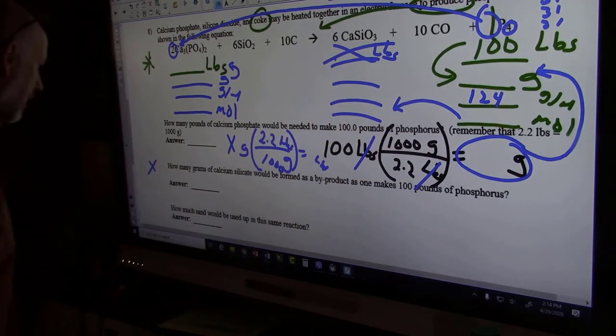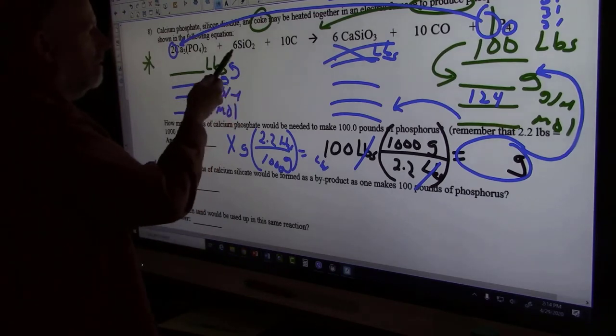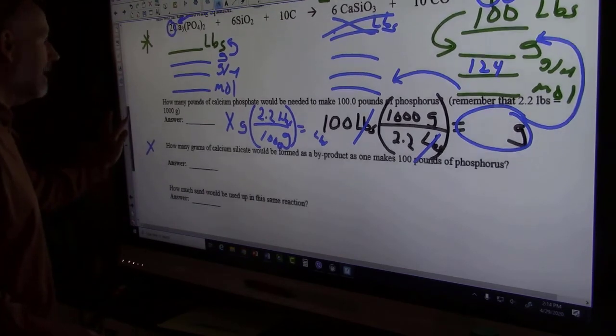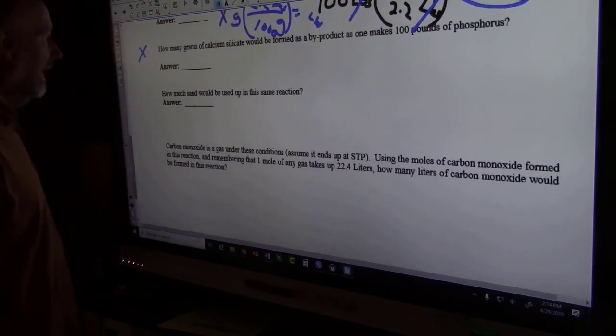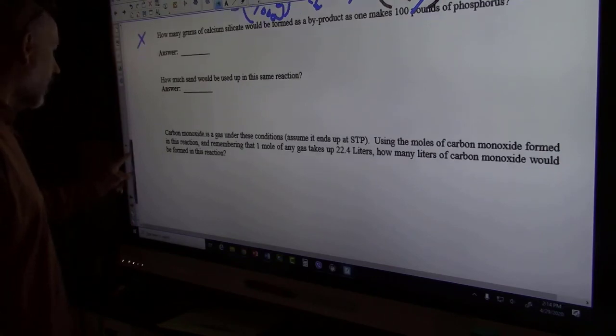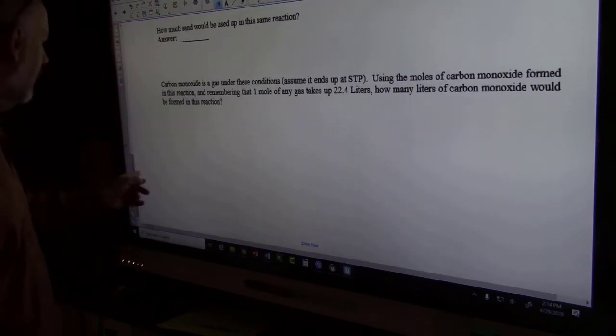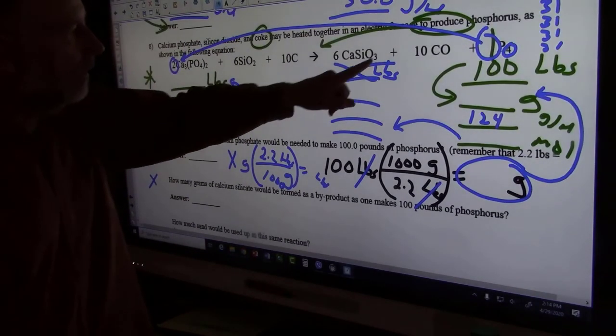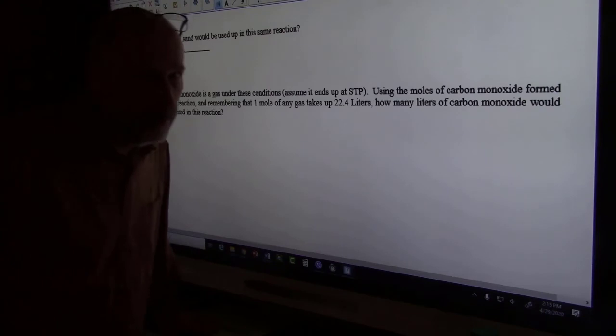Calculate the grams. How much sand? You know which one of these is sand? It's silicon dioxide, SiO2. Wisconsin's famous for making frac sand, right? And how much? Yep, okay, so do that. Oh, there's another question. Carbon monoxide, that's CO. There it is. 10 is the coefficient.